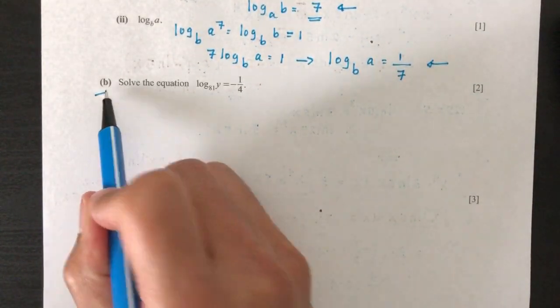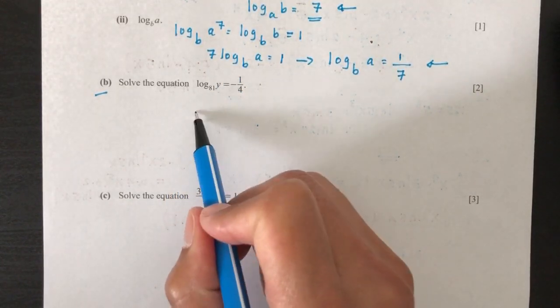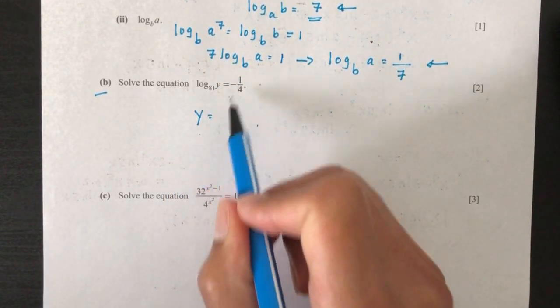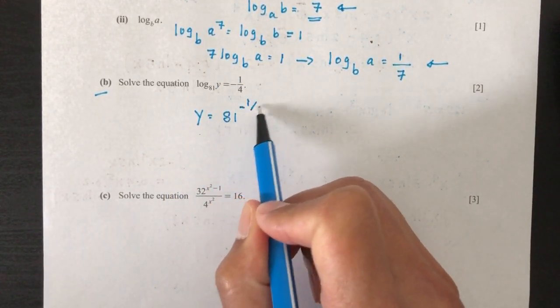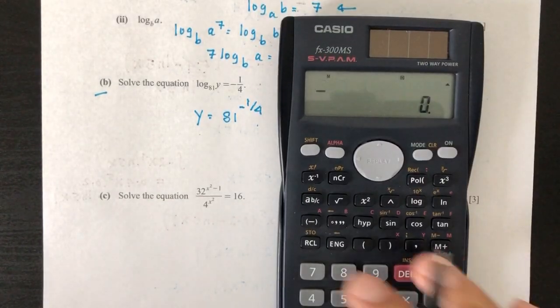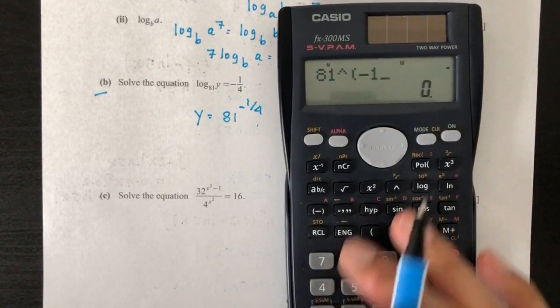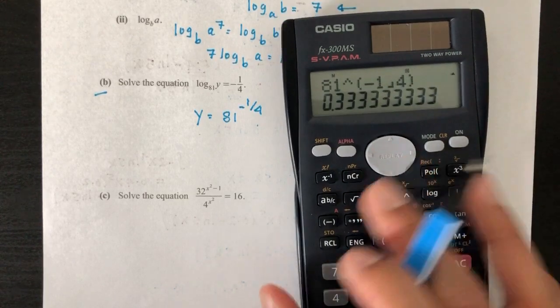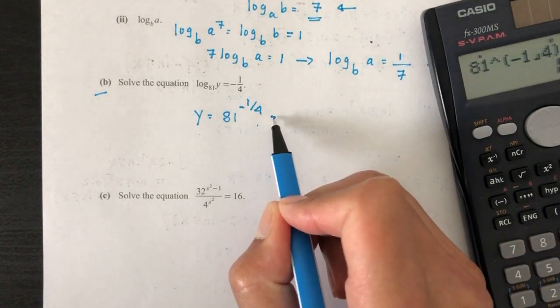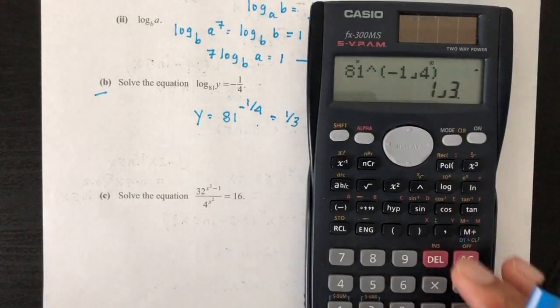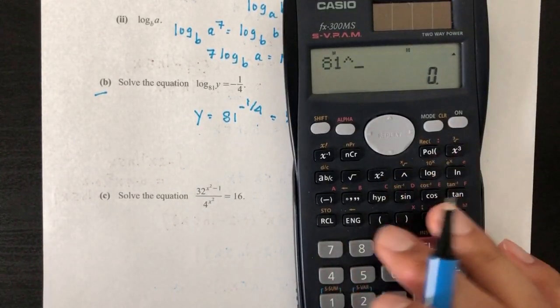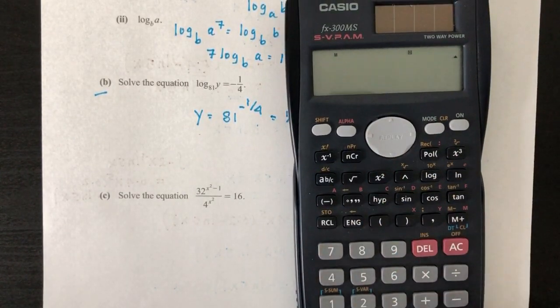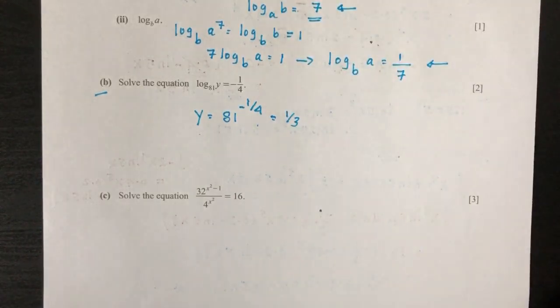Now for part b, solve this equation. So y is equal to, you have to send 81 over here, 81 power 1 over 4. So let's do that. Minus 1 over 4, that should be 1 over 3. Okay, so let's double check. 81 power minus 1 over 4. Yep, should be this answer, 1 over 3.